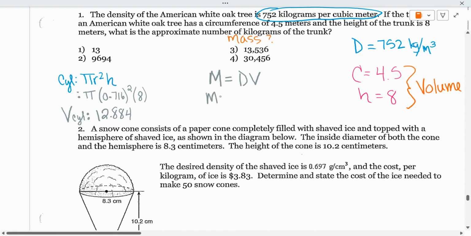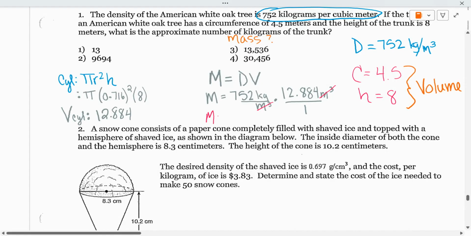So the mass equals 752 kilograms per cubic meter times 12.884 meters cubed. I'm going to put this over 1 just so you can see what happens, because kids always struggle with the units. My mass is in kilograms, and the reason that happens is because you see that I have meters cubed on the top and meters cubed on the bottom. That's why my mass is just in kilograms.